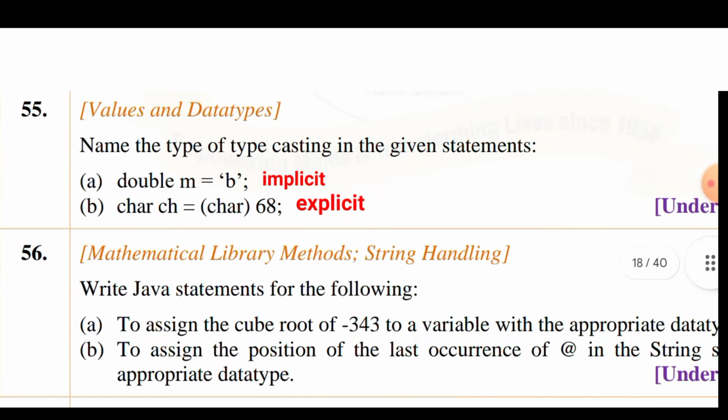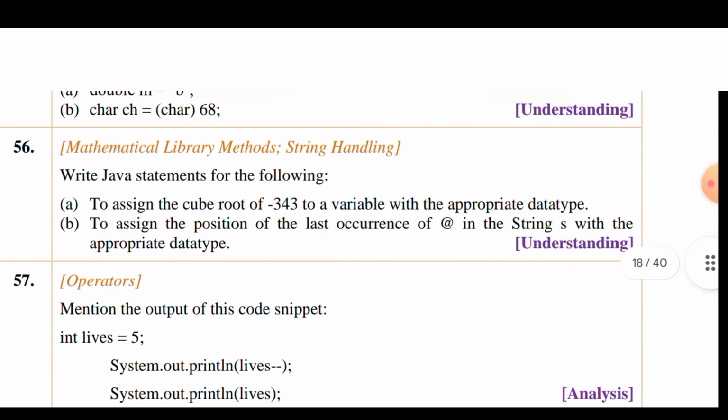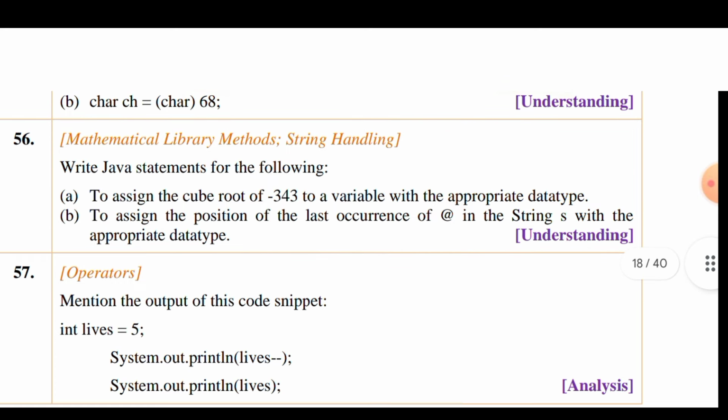Let's go to the second one. Here we are storing 68, which is an integer value, into a character. So here the target type is smaller than the source type and they are compatible, so it is explicit type conversion. Let's go to question number 56. It is related to library methods, string handling. Write a Java statement for the following: to assign the cube root of -343 to a variable with the appropriate data type.